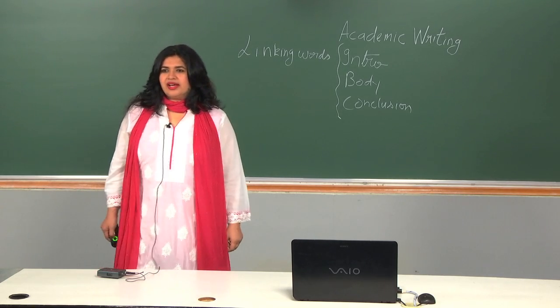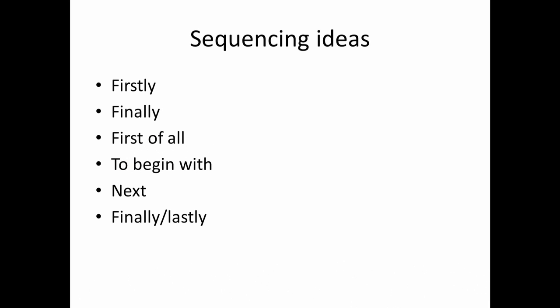Please take a look at these slides, how we sequence ideas within the body of an essay. So, we may say firstly, we may say secondly, but do not overuse these: firstly, secondly, thirdly, fourthly. Firstly and secondly are good enough. Then you can always say finally, first of all. We can also say, instead of firstly and first of all, to begin with, and instead of saying secondly and something like that, you can always say next. So, it is sequencing of ideas. Finally, lastly, in conclusion, again you are sequencing your ideas.